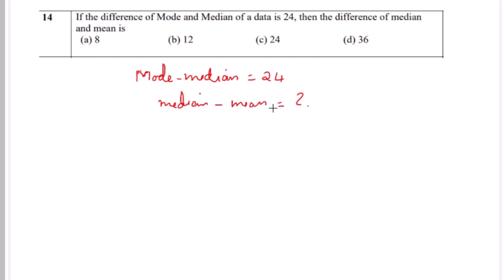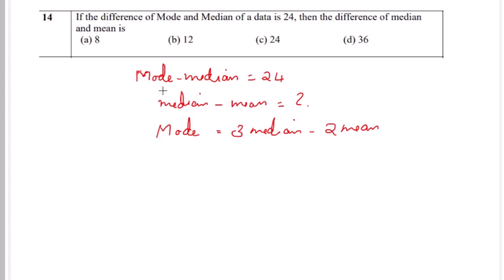Mode minus median is equal to 24. Then what is median minus mean? Here we have to use the empirical formula. The empirical formula says that mode is equal to 3 median minus 2 mean. We studied that formula in the statistics chapter.